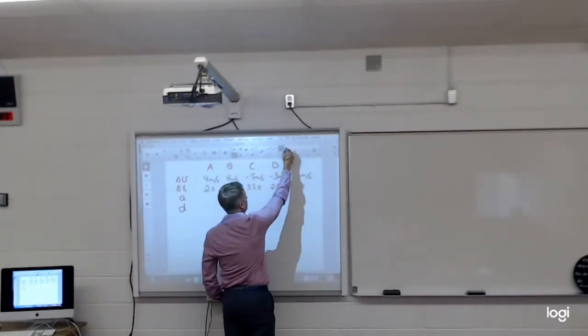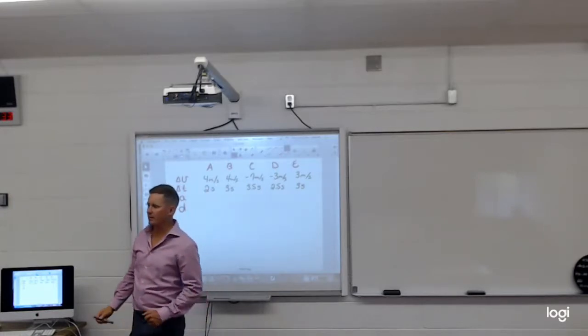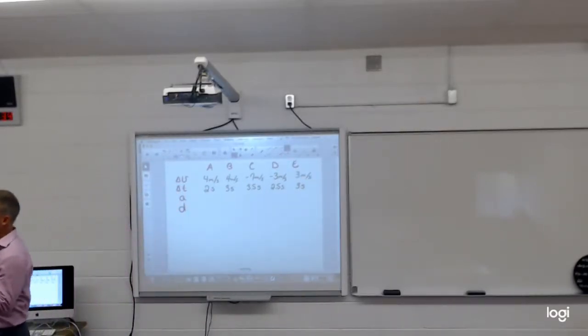Okay. So, operation number 1. What we want to do is we want to find the slopes of those lines to find our acceleration. So in A, what is our acceleration here?